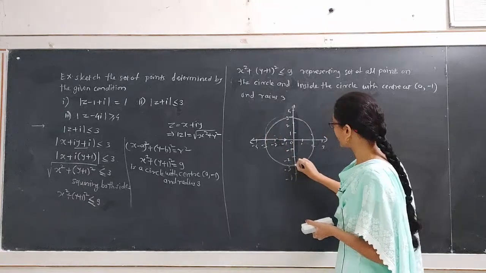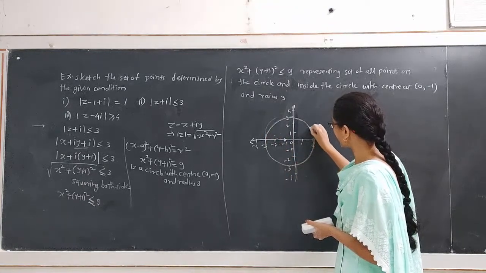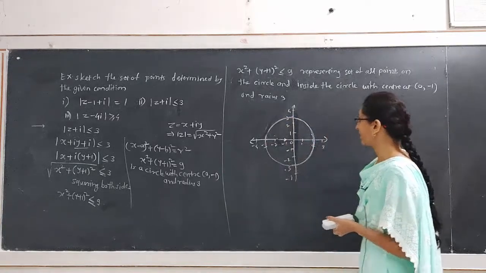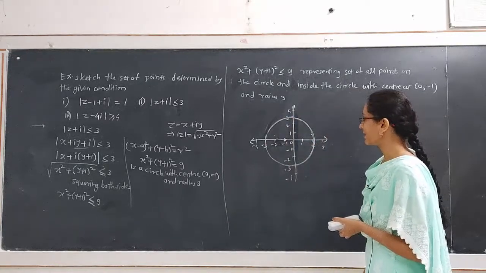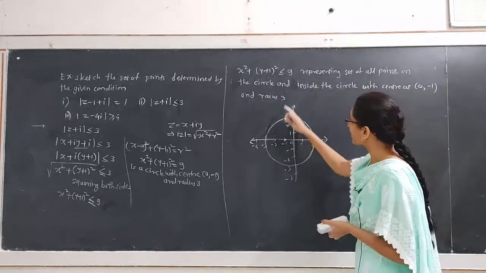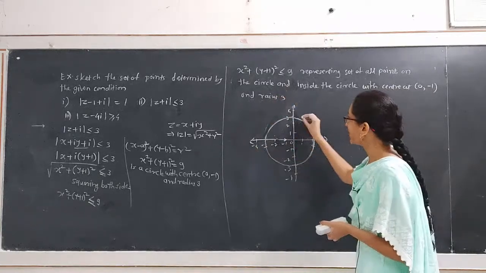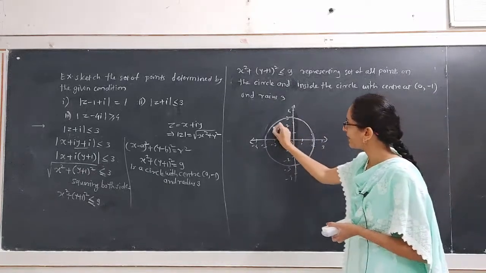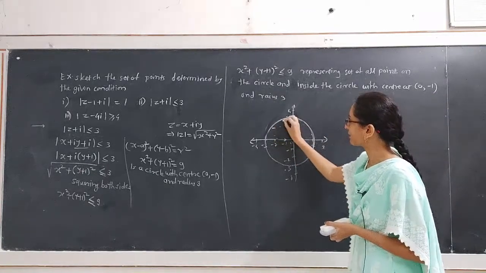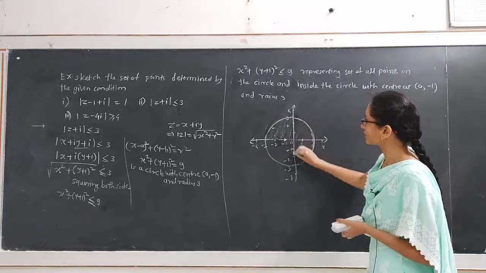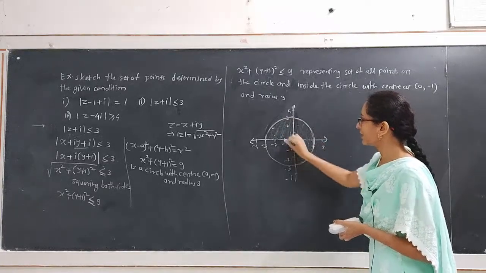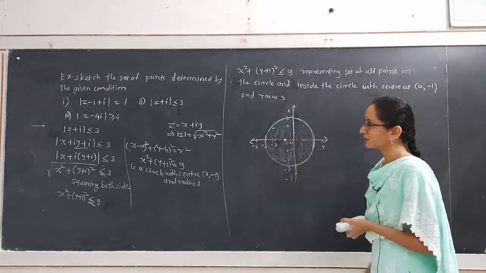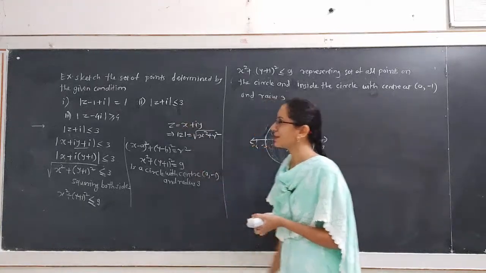That circle looks like this. It is a circle having center at (0, minus 1) and radius equal to 3. This given region represents the set of all points on this circle as well as the interior points of the circle. The shaded region represents the given region in example number 2, that is mod z plus i less than or equal to 3.